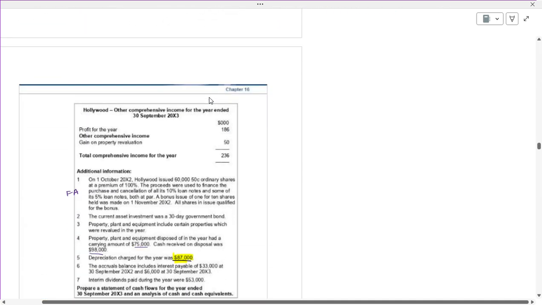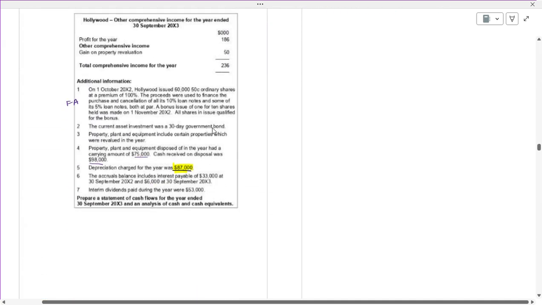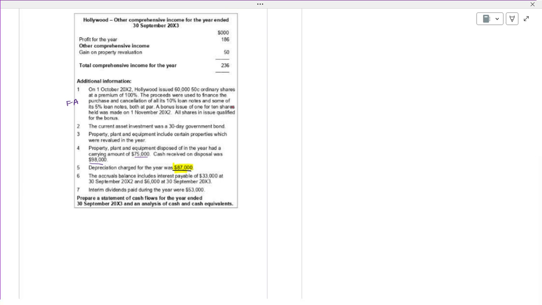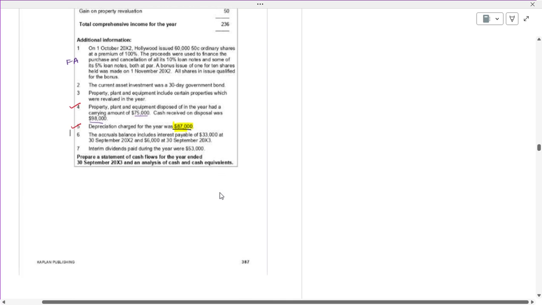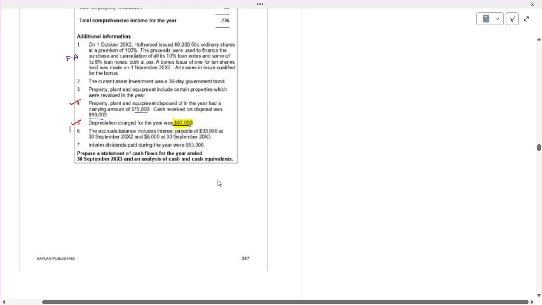See the thing. We have done current assets, property, plant, equipment. Accruals will take, interest payable, we'll see that. Interim dividends we will also see. Okay, fine.